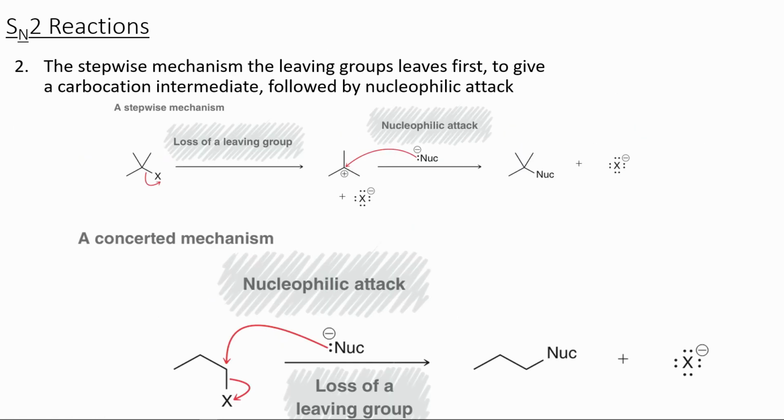There is a second type of mechanism that could occur. In this case, instead of the nucleophilic attack occurring at the same time as the leaving group leaves, we have loss of the leaving group as the first step of the mechanism, and then attack of the nucleophile as the second step of the mechanism. So this is going to be a completely different mechanism, and since it's a different mechanism, it'll be a different reaction. For the SN2 reaction, we're focused on this concerted mechanism, where the two bonds are breaking and forming at the exact same time.